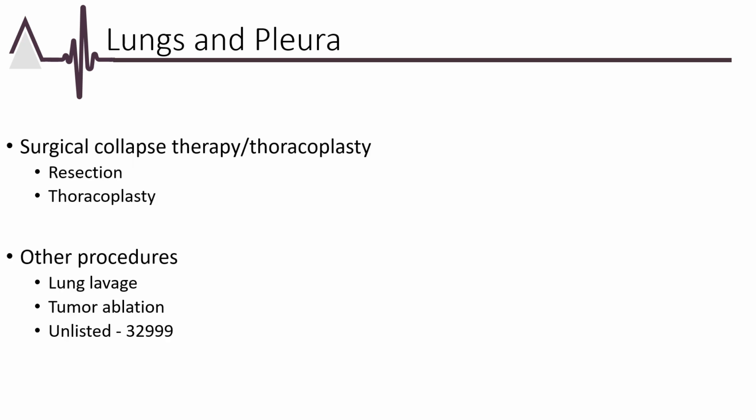The final section of codes relate to surgical collapse therapy and thoracoplasty. In some cases, pneumothorax is therapeutically initiated for certain conditions, such as tuberculosis. Thoracoplasty is a treatment for chronic empyema, or collection of pus in the pleural cavity. An extensive unroofing of the empyema space is performed by resecting overlying ribs and partial removal of the lining of the chest cavity, and the area is packed with gauze.